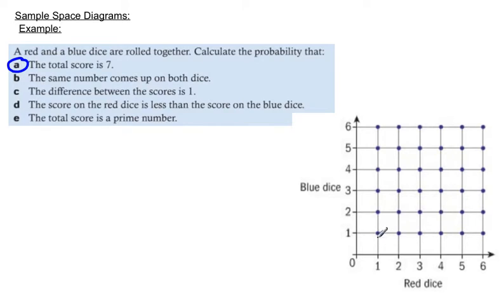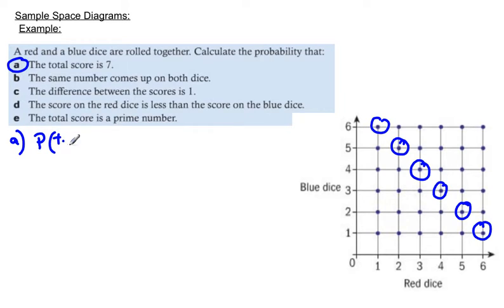The ways to get total of 7, it can be 6 and 1, 5 and 2, etc. So all of these give me a total of 7. I think that covers all of them. So probability of getting a total of 7 is 6 out of, well, the diagram shows that there are 6 times 6, 36 possible things that can happen. So that's 1 out of 6 if we simplify.